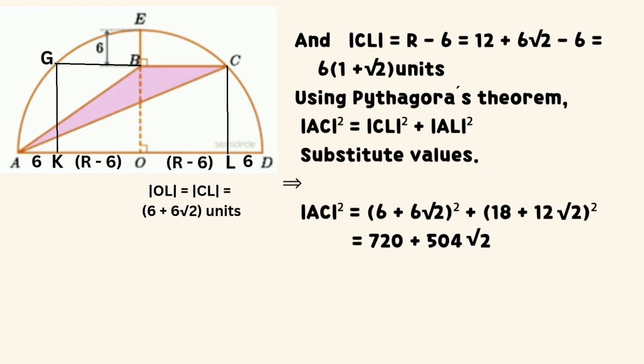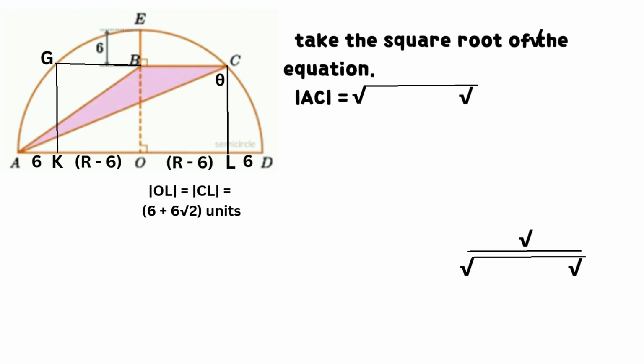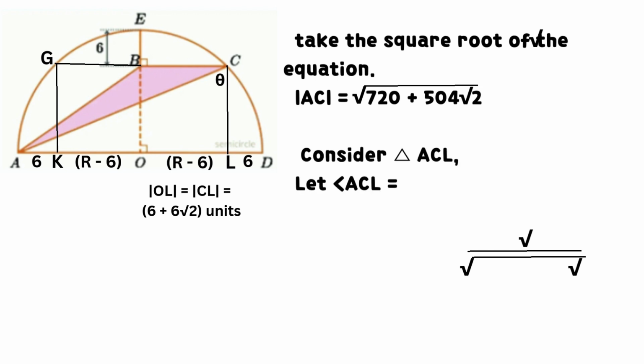Using Pythagoras' theorem, we obtain an equation for the square of line AC. Substitute values. It implies that the square of line AC equals the sum of 720 and 504 times the square root of 2. Take the square root of the equation. Line AC equals the square root of the sum of 720 and 504 times the square root of 2.